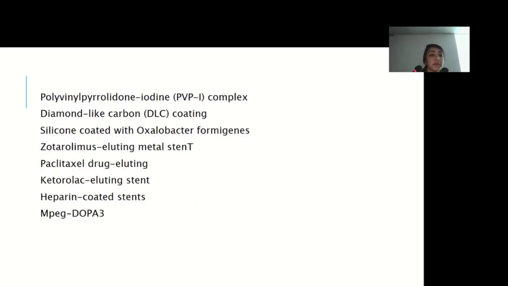We have many types of coating, including diamond-like carbon, ketorolac eluting stents, heparin coated, and PEG-DOPA coated. A few of them, like ketorolac, have ketorolac acid in them, so they help in reducing the pain of the patient. PEG-DOPA is a coating that helps us in reducing UTI, stent-related UTI.